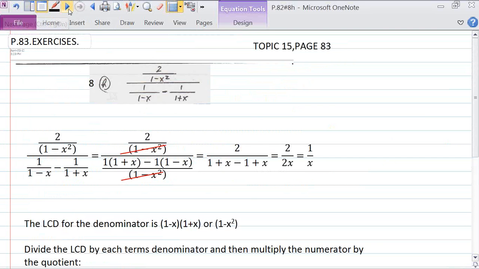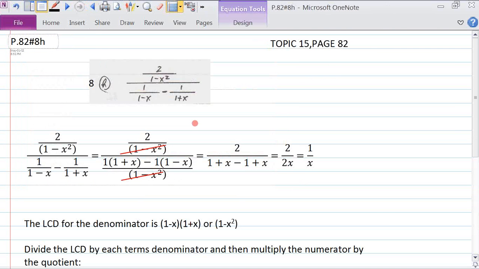And that completes the page 82 problems.